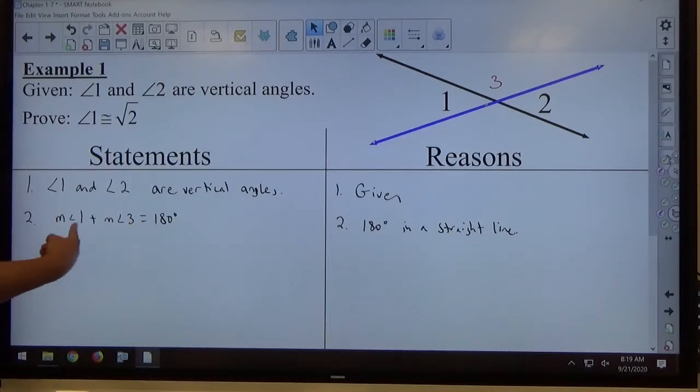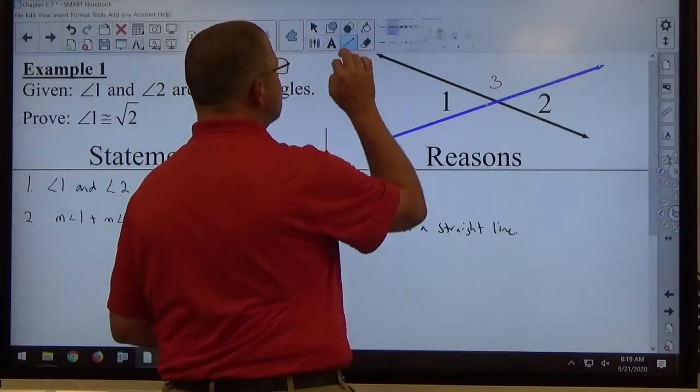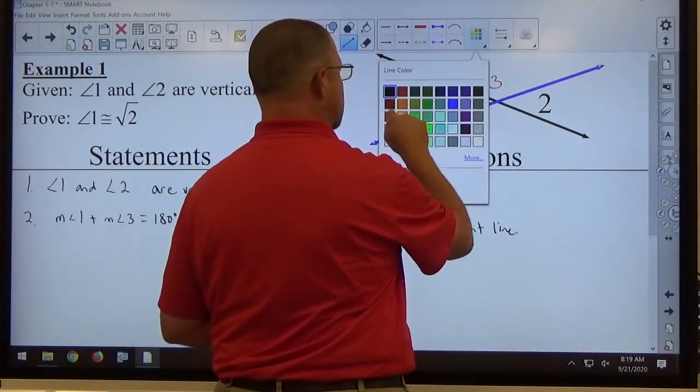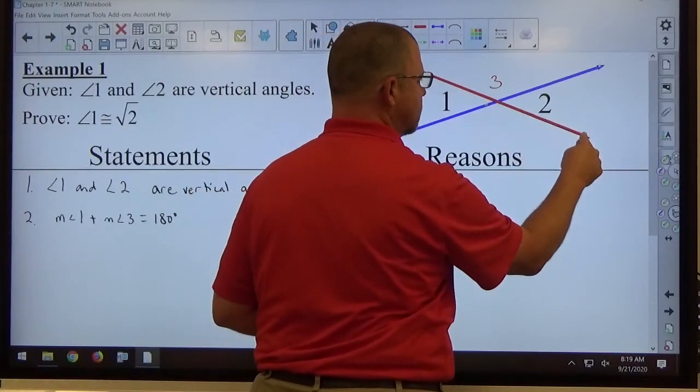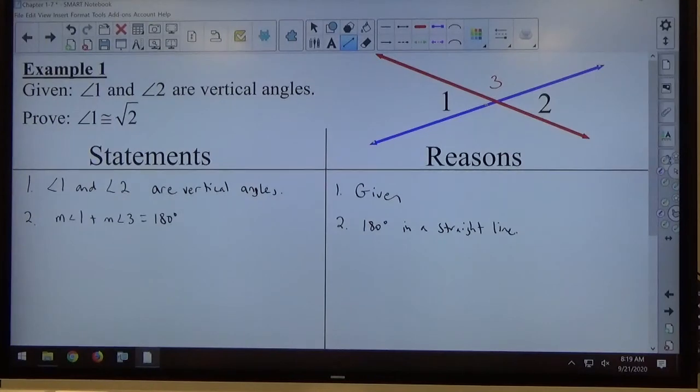This is the conclusion, right? They add up to 180. So, would everybody agree that this is a straight line? Red line is a straight line also, right? So what can be said about angles based on that red straight line?